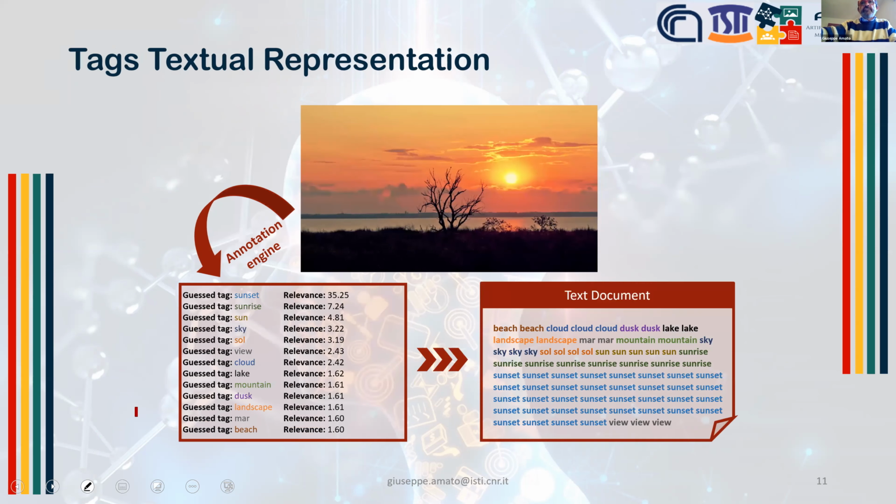When we tag an image, so suppose that I tag this image, all suggested tags are associated with a relevance score. So for instance, we have that sunset has 35.25 as relevance score, while for instance, cloud has 2.42. As I said at the beginning, we insert that information in a text retrieval engine. And I think that most of you know that more frequent terms in a document have a higher rank when you perform text retrieval.